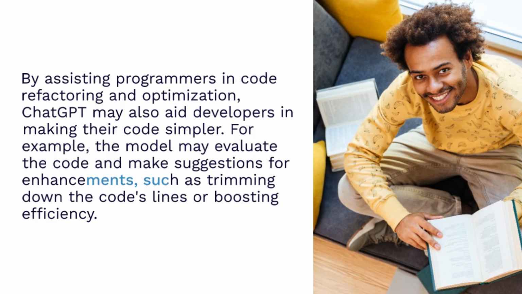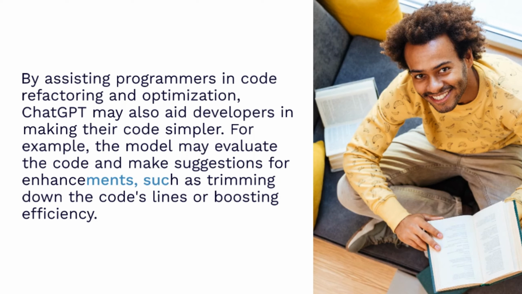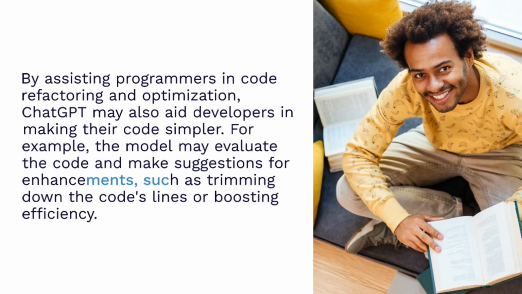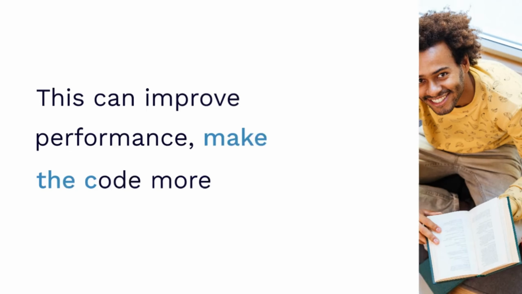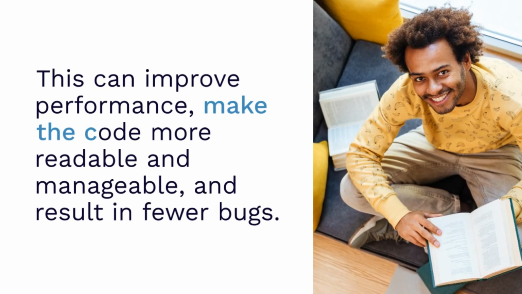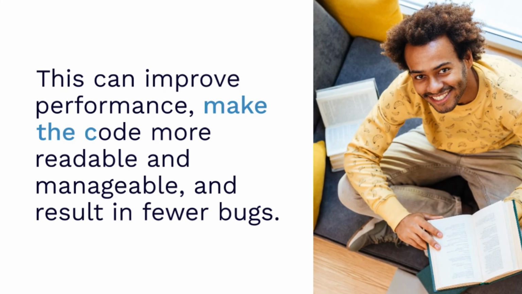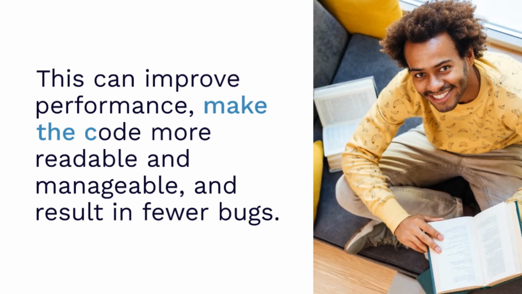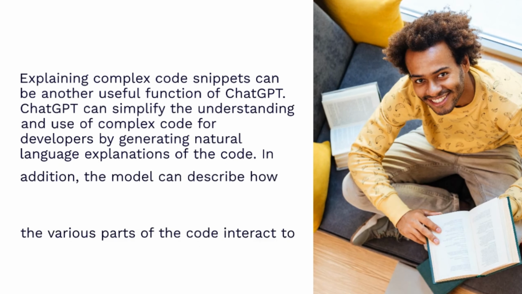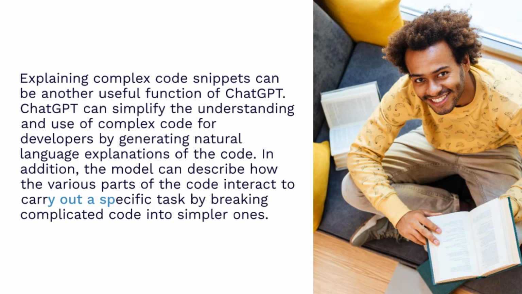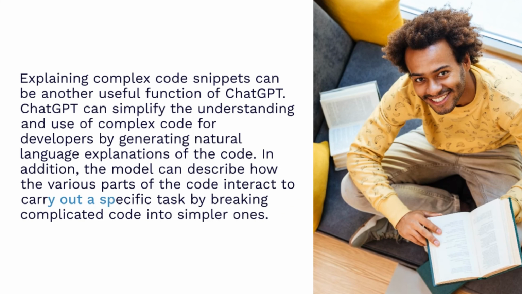For example, the model may evaluate the code and make suggestions for enhancements, such as trimming down the code's lines or boosting efficiency. This can improve performance, make the code more readable and manageable, and result in fewer bugs. Explaining complex code snippets can be another useful function of ChatGPT.